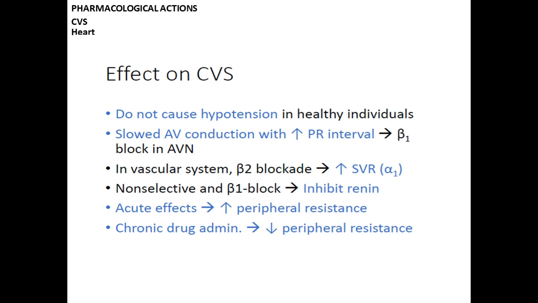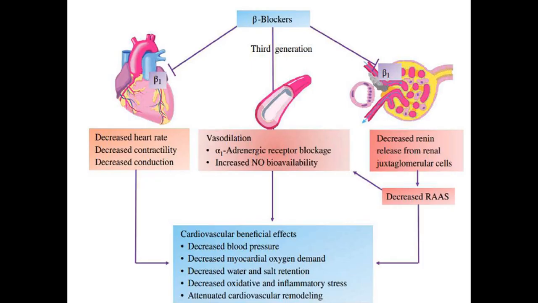Now, pharmacological action. What are the pharmacological actions of the beta blocker or beta antagonist on the heart? They do not cause hypotension in healthy individuals, slow down the AV conduction, and increase the PR interval in ECG. Beta 1 blockade slows AV node conduction. In the vascular system, beta 2 blockade increases the systemic vascular resistance along with alpha 1. Non-selective and beta 1 blockers inhibit the renin release. Acute effect: increase the peripheral resistance, and chronic administration of the drug decreases the peripheral resistance.